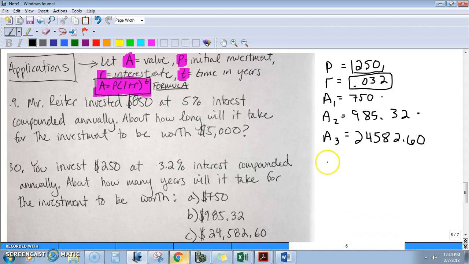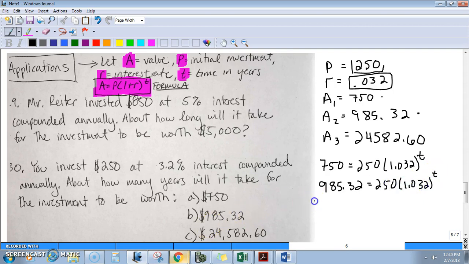Hold on. So the first equation is going to be 750 is equal to 250 times 1.032 to the power of t. The second equation is going to be exactly the same, except our outcome, our output is going to be 985.32, but everything else is going to be the same. And our third equation is going to be 24,582.6 is equal to 250 times 1.032 to the t power.